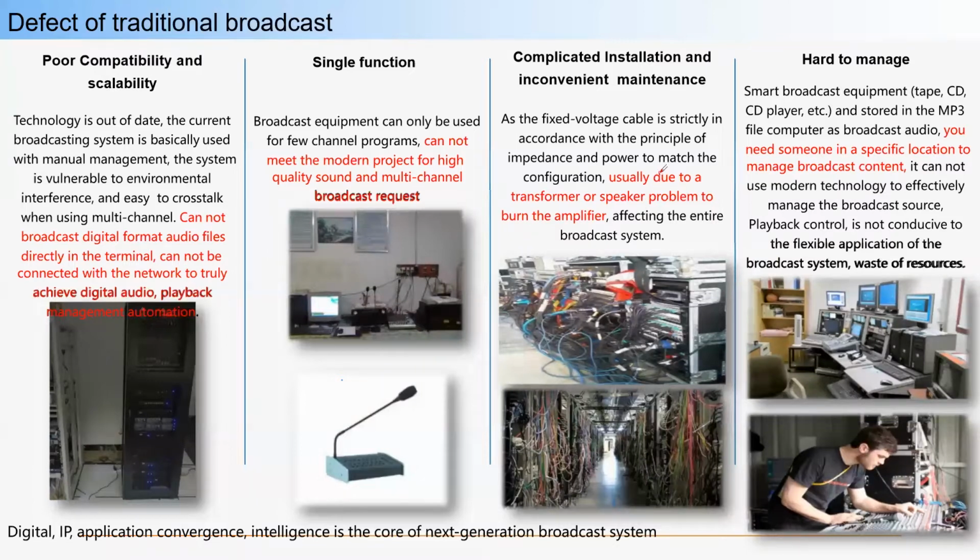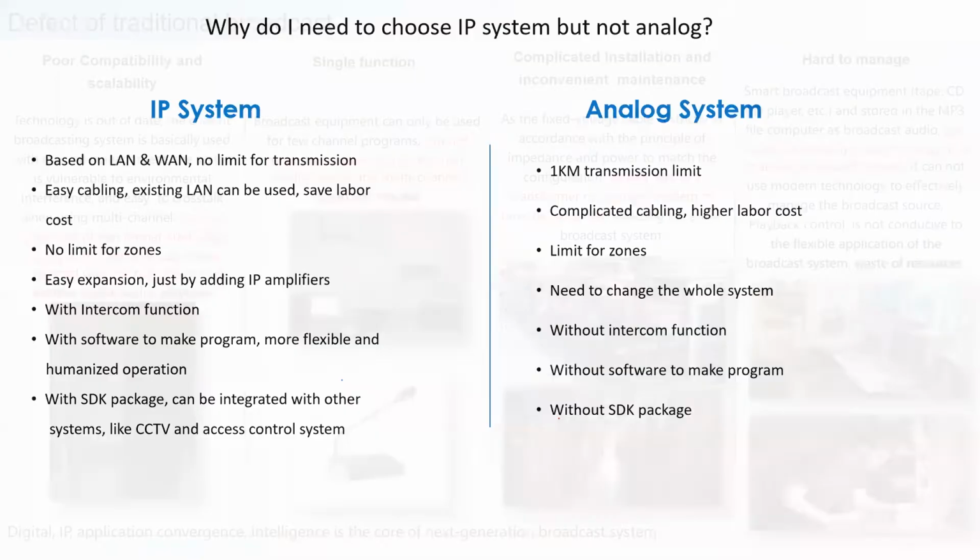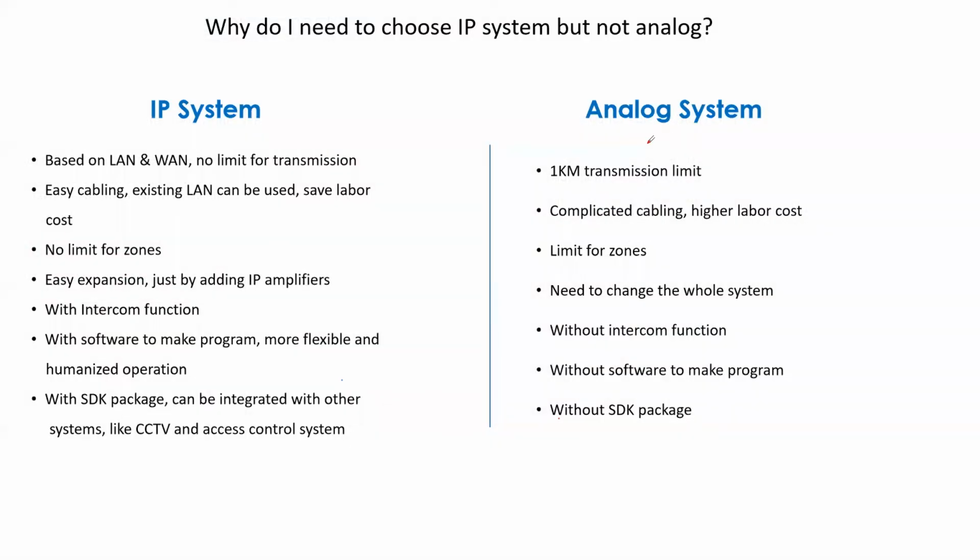In this case, our company has developed an IP-based PA system, which is very convenient and easy to manage. Okay, so why do I need to choose an IP system rather than a traditional analog system? Here are some differences between the IP system and the analog system. Firstly, our IP system is based on a local area network or wide area network. There's no limitation of transmission. As long as you have the network, you can place all the devices anywhere.